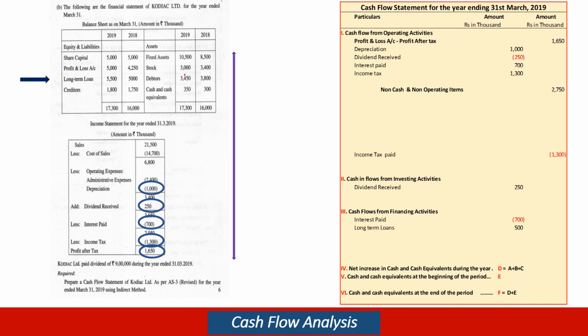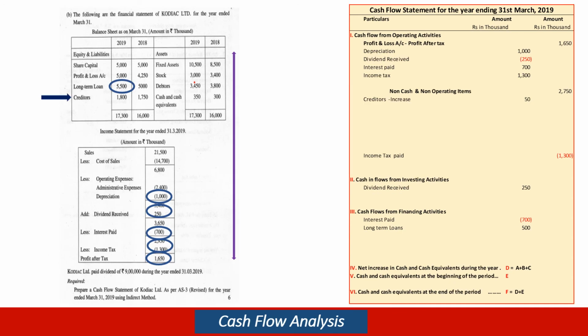Now we go to the balance sheet. Take the long-term loan. It was 5,000. It has become 5,500. Means we have got 500 as source. Show it under source under financing activities.